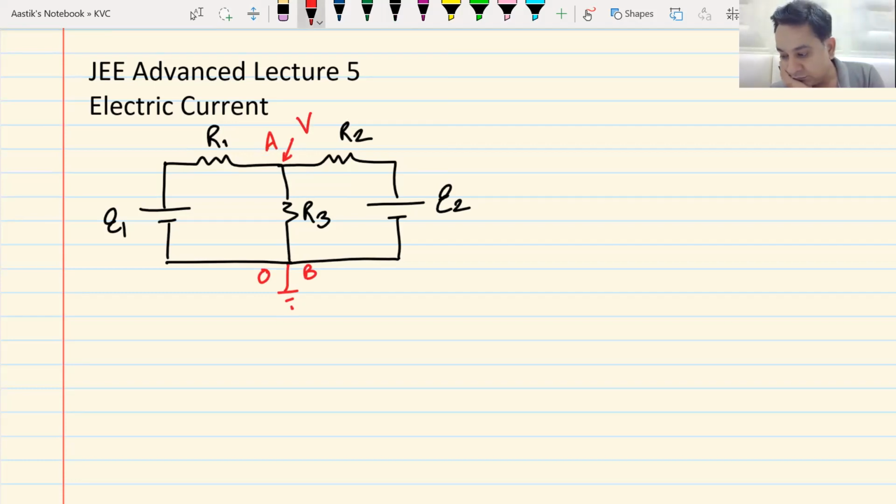The sum of the currents is 0. Okay. So if one current goes here, one current goes here, one current goes here, the sum of the currents is 0. Then what equation do you get from there?